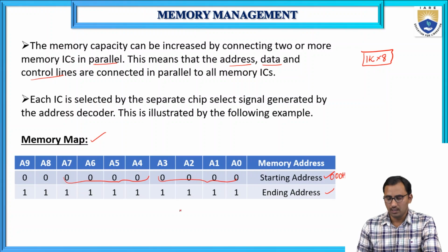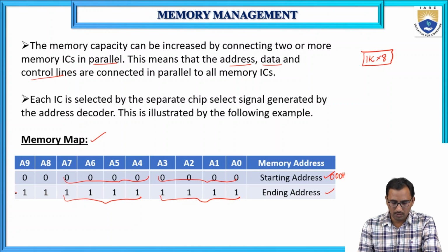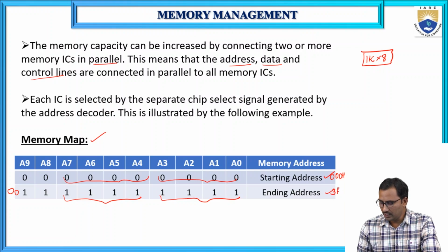Similarly, if you convert the ending address into the hexadecimal, we have to group 4 bits together. So this will be 1, 1. That means we can append some zeros to the left side. So 0, 0, 1, 1, that means 3. 1, 1, 1 means F. 1, 1, 1 means F. That means for this memory chip, the starting address will be 000H and the ending address will be 3FFH.